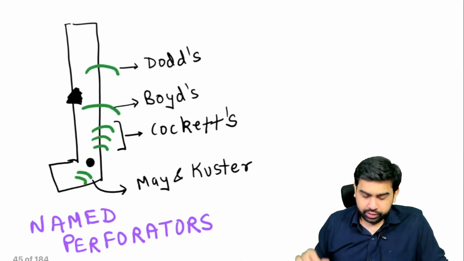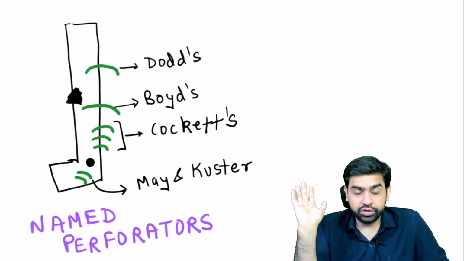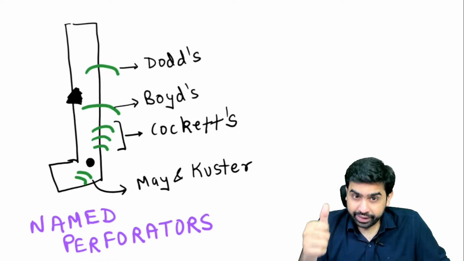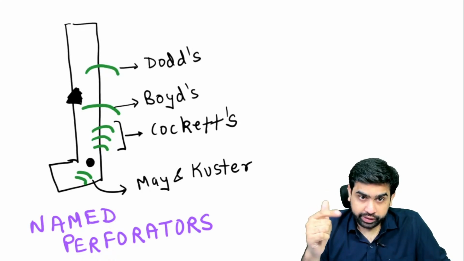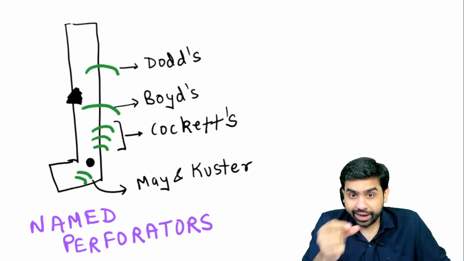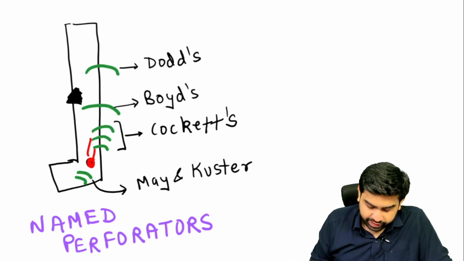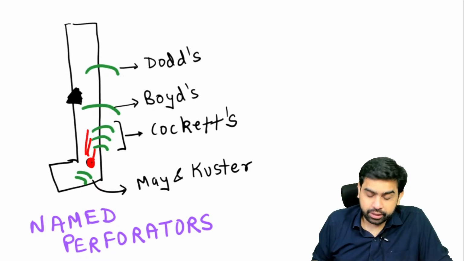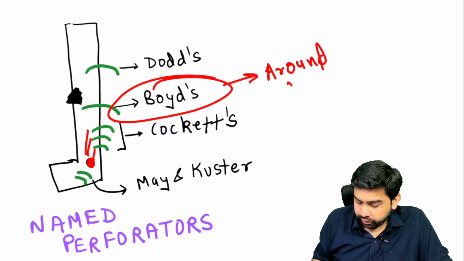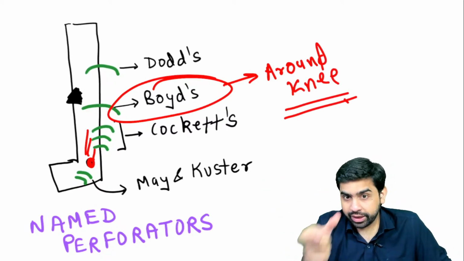Now, what are the named perforators? In our legs we have, let's say, hundreds of perforators, but there are a few named perforators. What are these named perforators? We have May and Kuster. Then we have Cockett's perforator. Then we have Boyd's perforator. And we have Dodd's perforator. May and Kuster are the ankle perforators. Cockett's is present at 5, 10, and 15 centimeters from the medial malleolus. Boyd's is called the around-knee perforator. If they ask you what is the around-knee perforator, can you tell me the around-knee perforator?